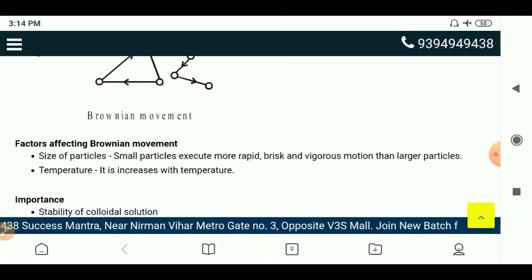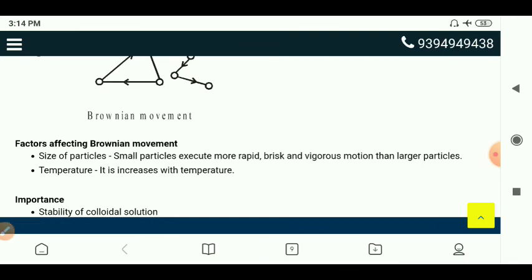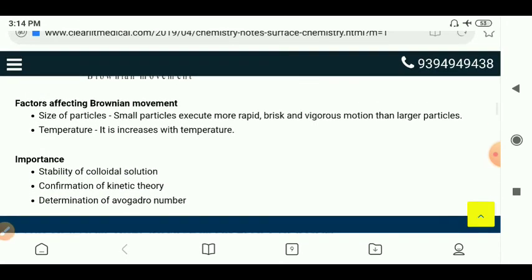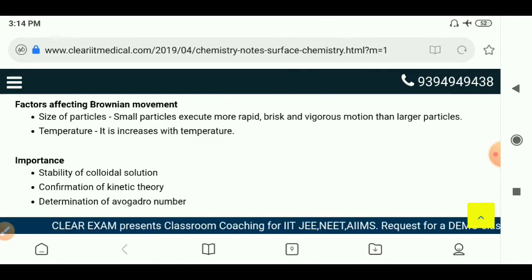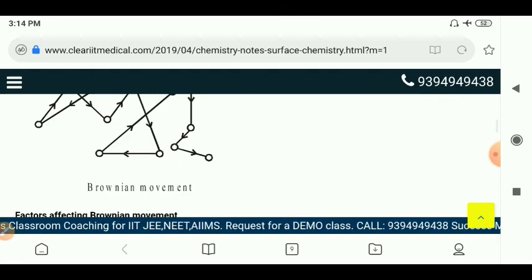So smaller size, there's more rapid motion. The larger particle is less rapid. If high temperature, the Brownian movement also increases. If low temperature, the Brownian movement will be decreased. What is the importance of the Brownian movement? Stability of the colloidal solution, confirmation of the kinetic theory, determination of the Avogadro number. So this is the importance of Brownian movement.